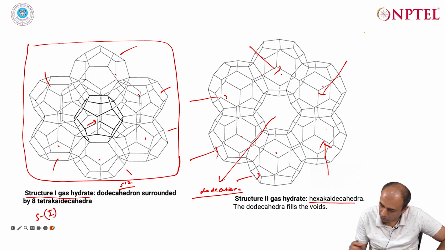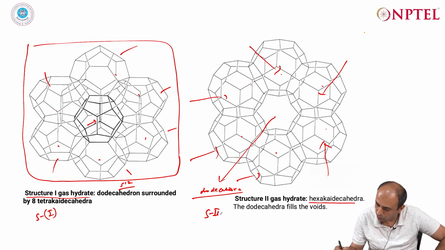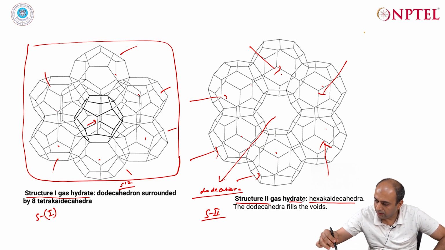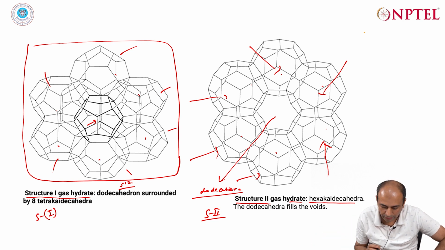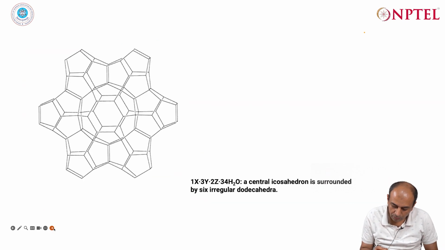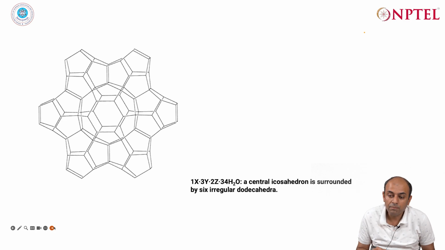So this is the structure 2 gas hydrate, which actually is a fusion of the hexachedecahedra, 6 such units, forming a dodecahedra in the center, which creates the voids, and in all these voids we can have the guest molecules. Now there is a third very important structure type.